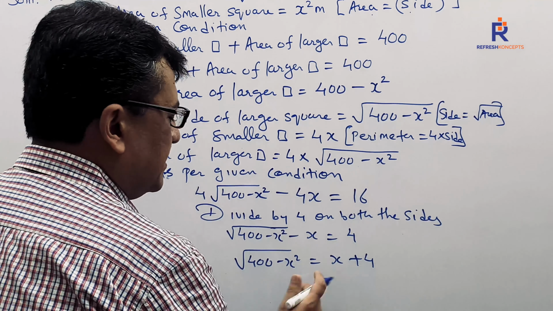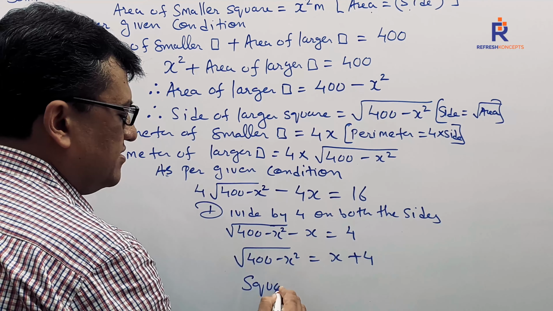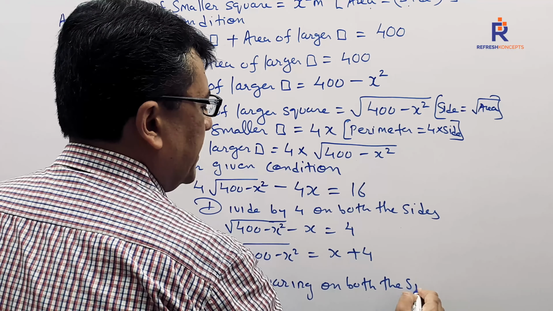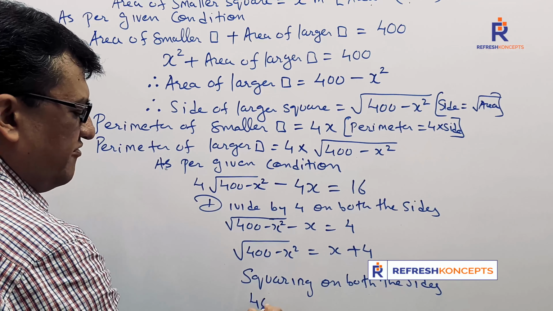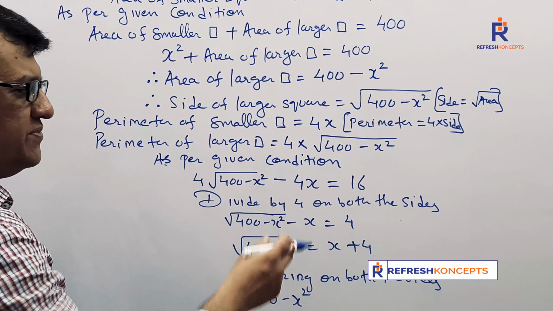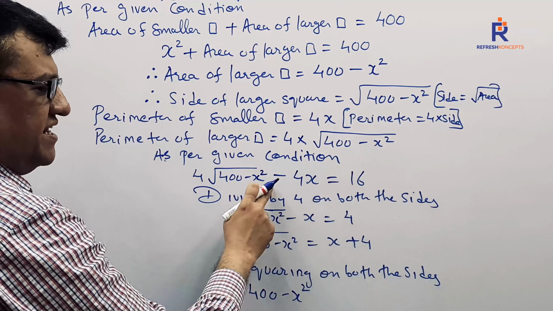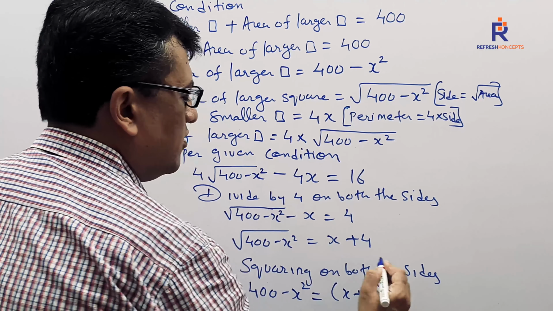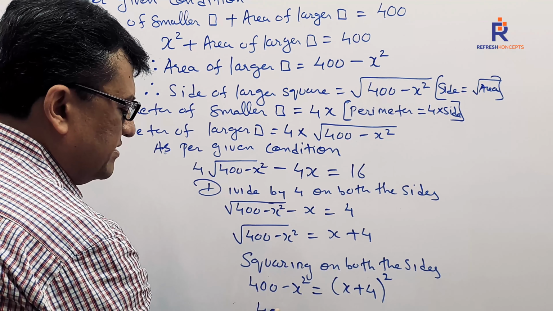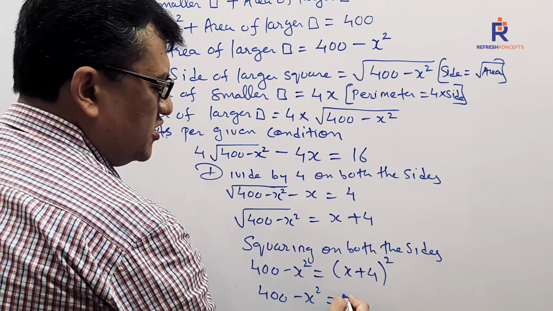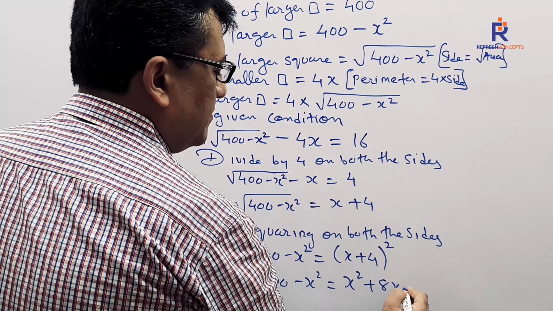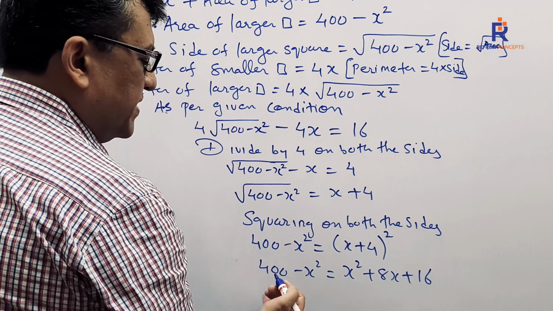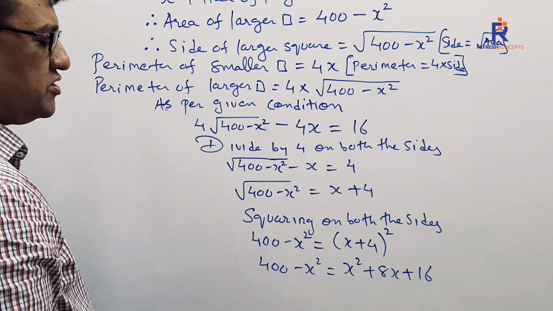400 minus x square is x plus 4. I have a root sign. I need to say squaring on both the sides. When I square on both the sides, what will happen? This will be 400 minus x square. I made a mistake earlier by not writing that square. So I rectify it. Square over here and square over here is equal to x plus 4, the whole square. 400 minus x square. A plus b the whole square, a square plus 2ab plus b square. Children, bring every term on one side so as to get a quadratic equation.